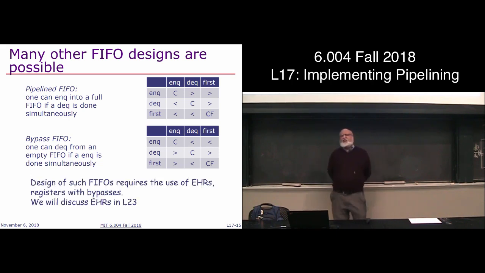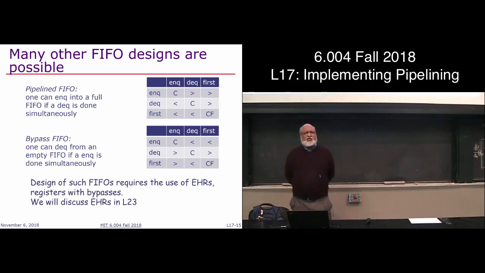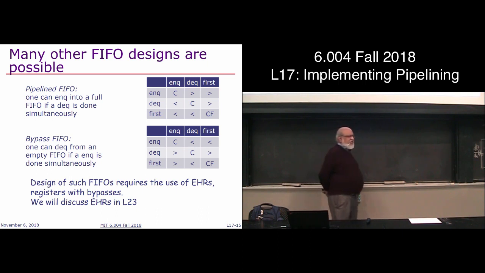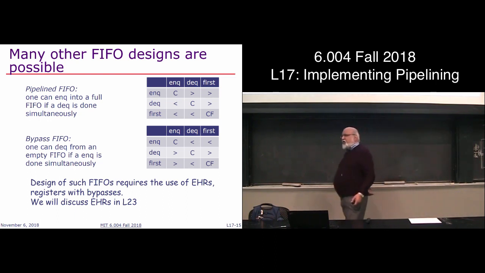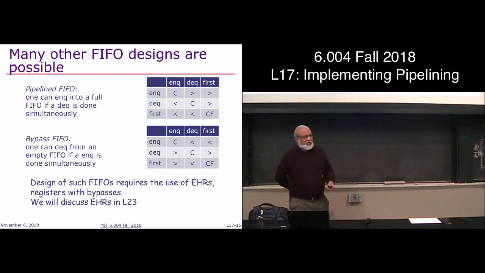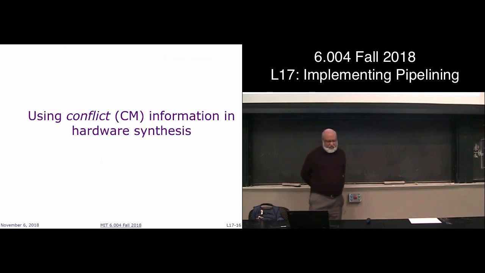How we build such FIFOs requires yet a new addition to Bluespec. Actually, this is the only other addition, which is an EHR, and I will talk about it in L23. So this is an extra thing that we'll do later on. But you can start using it. In the library you may find a pipeline FIFO and a bypass FIFO, and you can use them because this will be the conflict matrix associated with them.